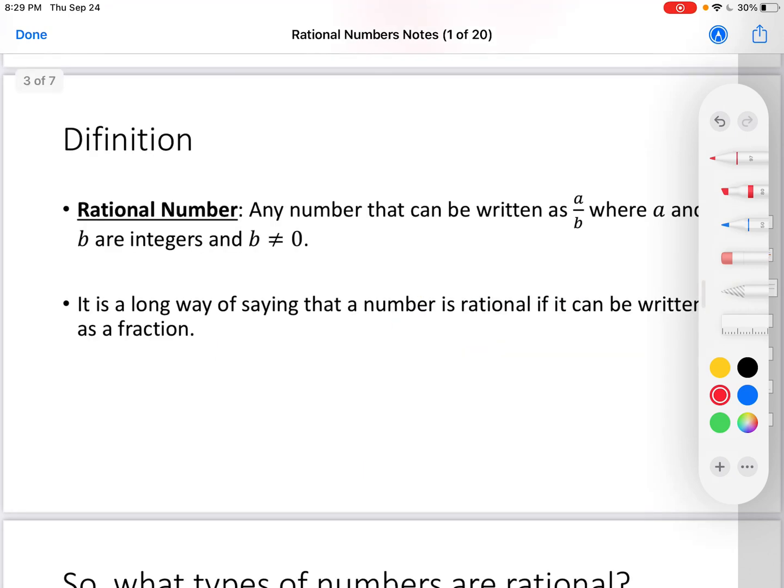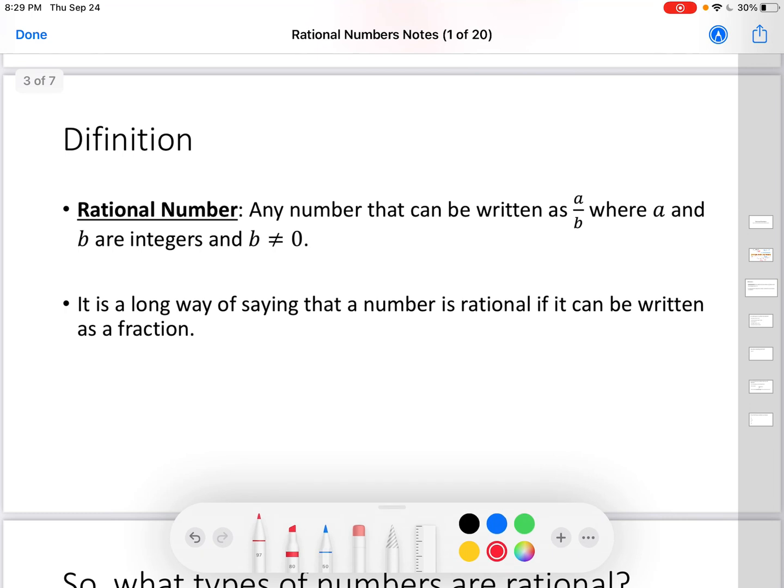Talk about that later. So here's the definition. Get this out of the way. Rational number: any number that can be written as a over b, where a and b are integers, and b is not equal to 0. So since a and b can be integers, that means a and b can also be negative numbers. But they can't have fraction parts. So you can't have a fraction inside a fraction. And b can't be 0 just because you can't have a 0 in the denominator, for the same reason that you cannot divide by 0.